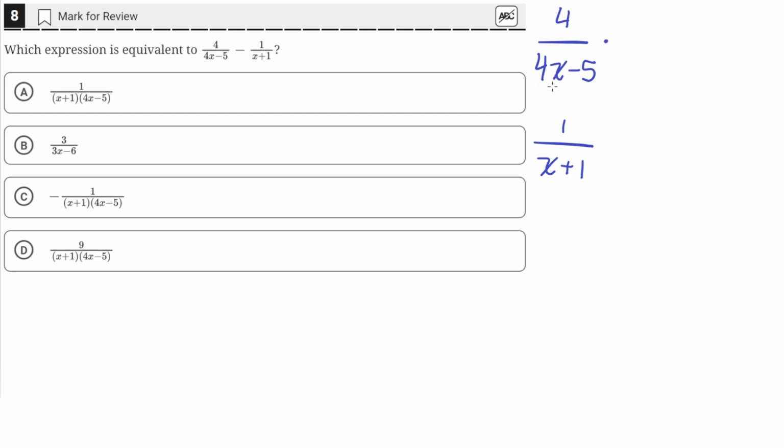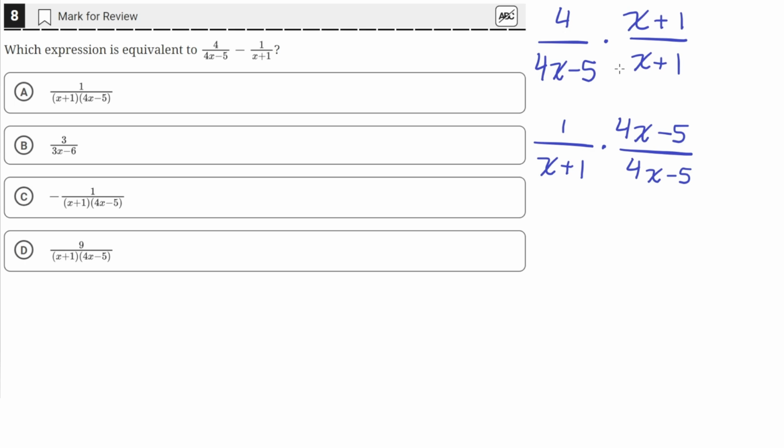Okay, so we want this 4x minus 5 to have an x plus 1 in the denominator. But we don't want to change the fraction, so we can just multiply it by x plus 1 over x plus 1. X plus 1 over x plus 1 is just 1 if you cancel these out. So we're really just multiplying by 1, but this will change it into an equivalent form where it has x plus 1 in the denominator. But then we also need to change this one so that it'll have a 4x minus 5 in the denominator. So we'll do the same thing. We'll just multiply it by 4x minus 5 over 4x minus 5.